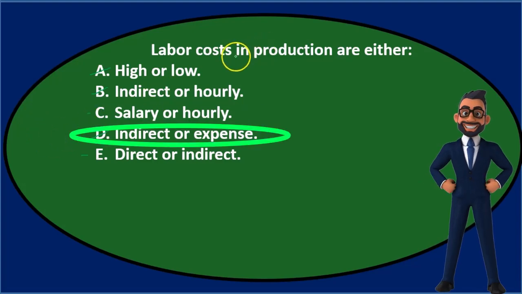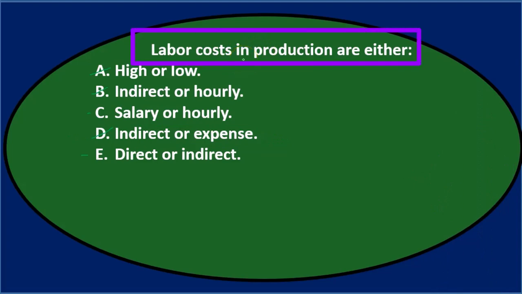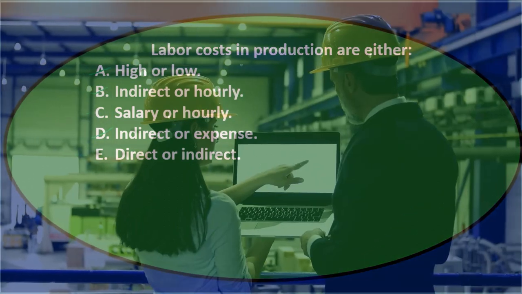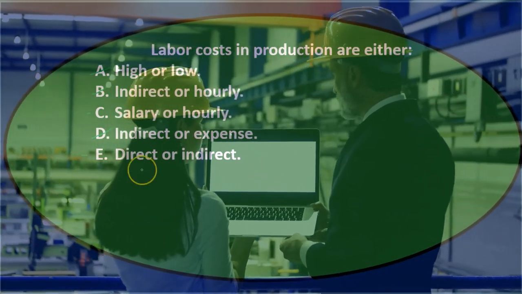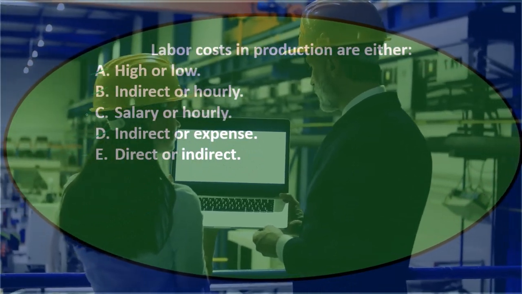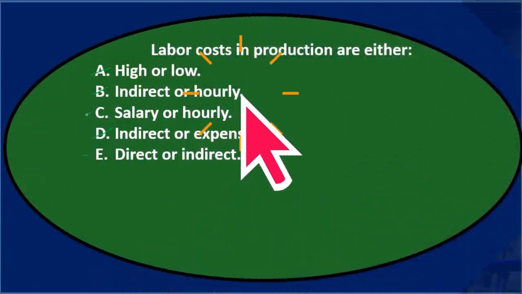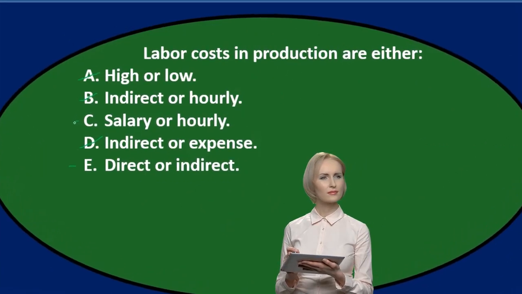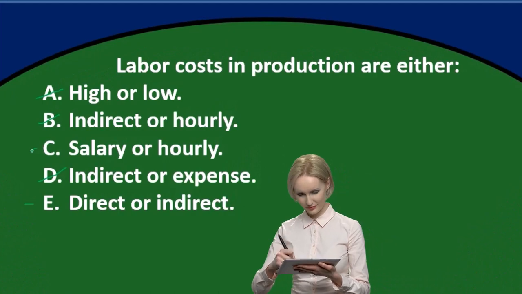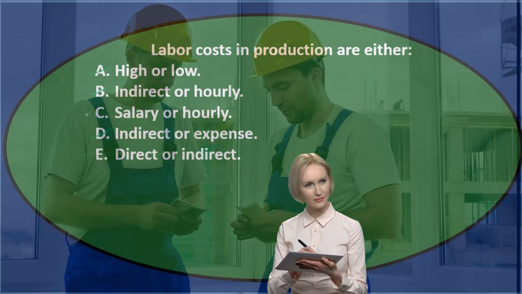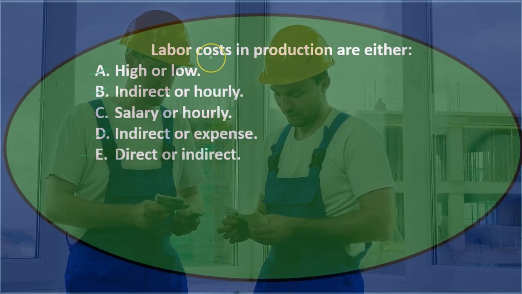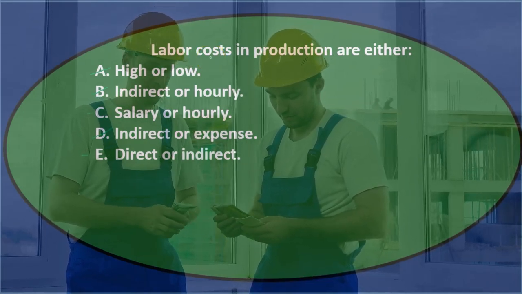Now, the key here is it's costs in production. So if we're talking about the production costs, I think the more proper one is either direct or indirect, which is a little deceiving, because this one sounds pretty reasonable too, because how else do we pay people, either salary or hourly? That would make sense, but that's not really applying. This is true for all payroll, really. We're paying people either on a salary basis or an hourly basis. It's not something that applies to cost of production, which we're talking about here.